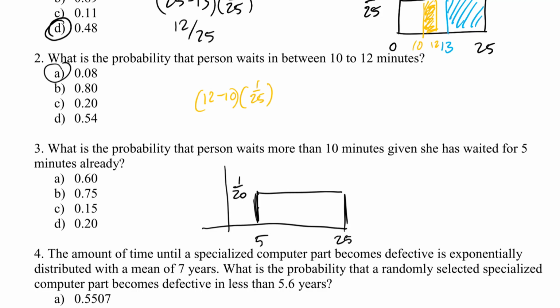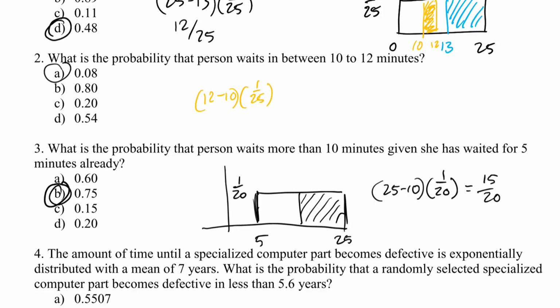So here we're asking now 10 or higher. So that's going to be a base length of 25 minus 10 for this rectangle times a height of 1/20. So we get 15/20, or 75%. And so there we have it. I hope that makes sense. The only thing that's different about this is knowing that she's already waited 5 minutes changes my rectangle because 0 to 5 minutes is no longer possible. This is a conditional probability.